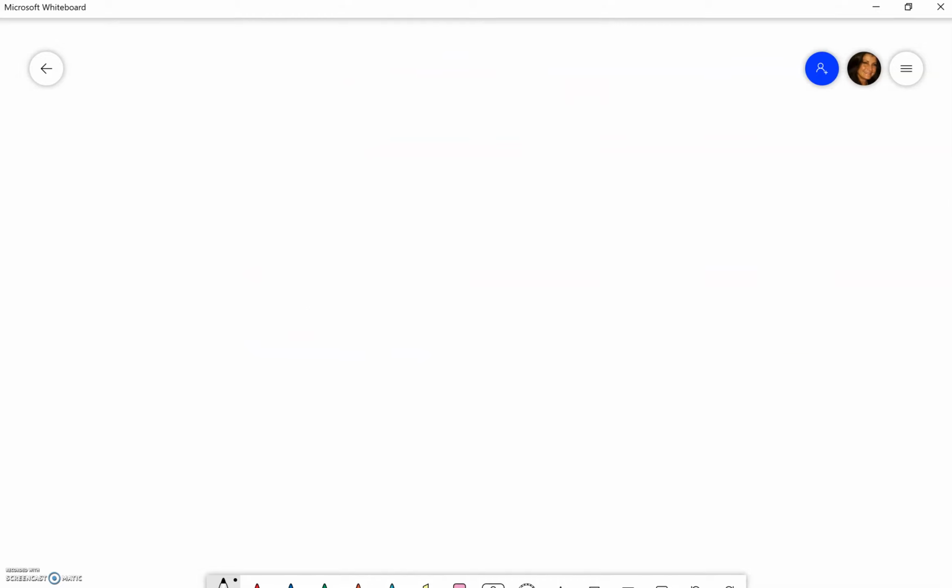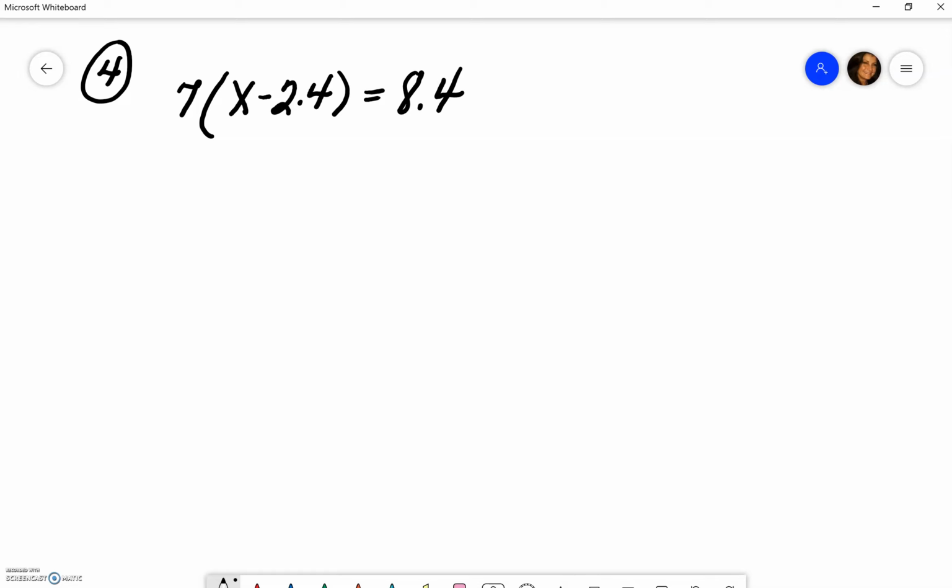Okay, now number 4, we're going to do some multiplication first. So we have 7 times x minus 2.4 equals 8.4. As you can see inside the parentheses, we can't subtract it because 2.4 does not have the variable x. So we're going to apply the multiplication, the distribution rule.